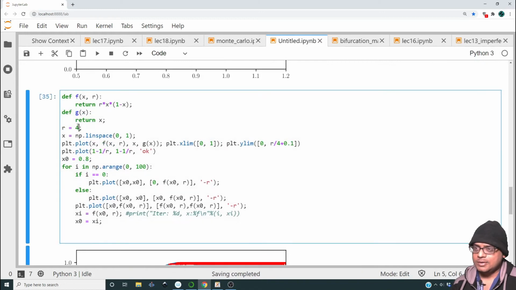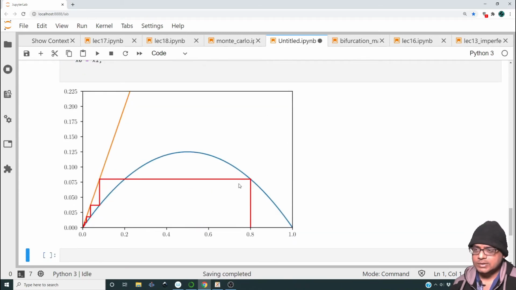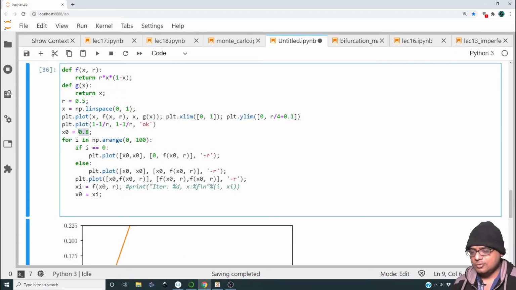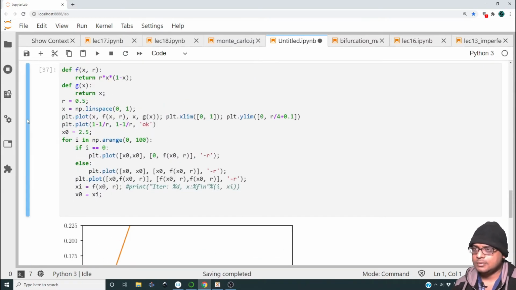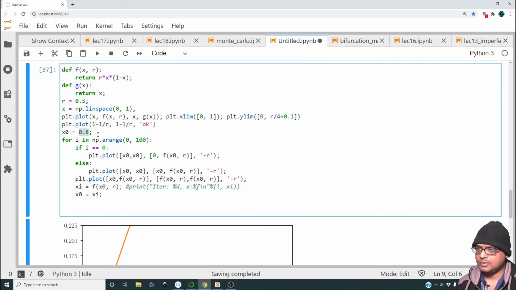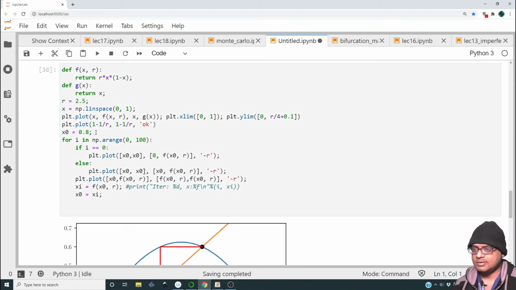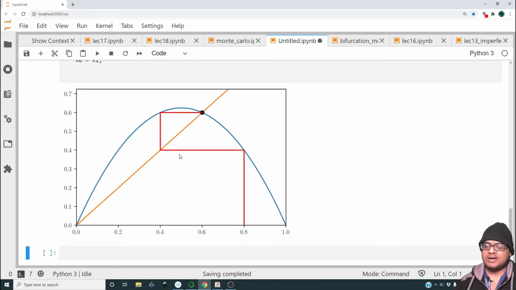All right, what happens at r equal to 0.5? The same thing. It gets attracted towards the other root, that is x equal to 0. Okay, there is no intersection point. So when the r is between 1 and 3, we expect the fixed point to be stable like this. But when r exceeds 3, that is when weird things begin to happen.